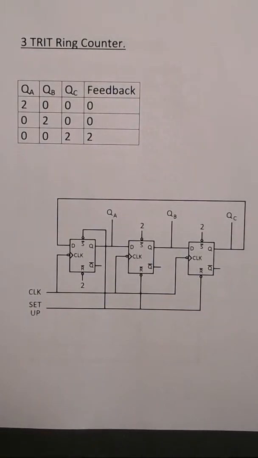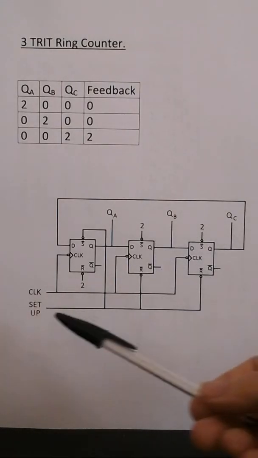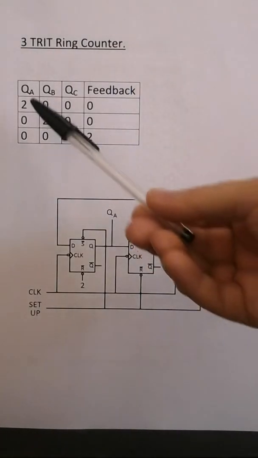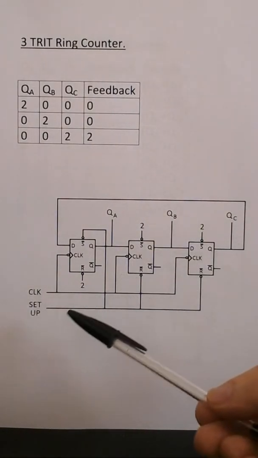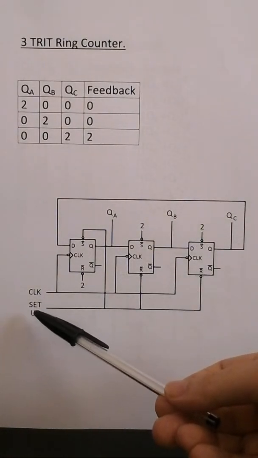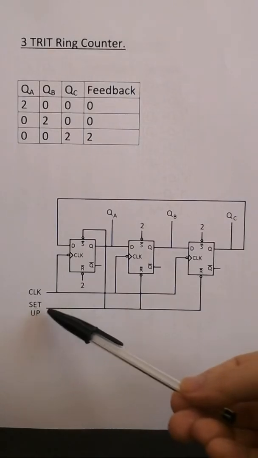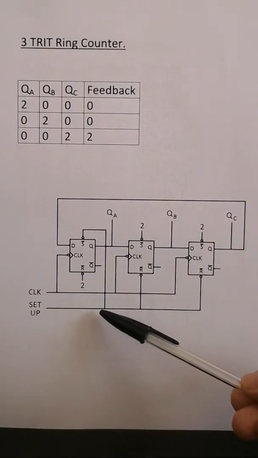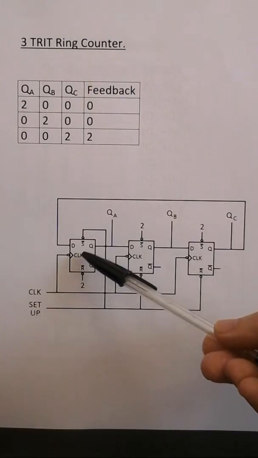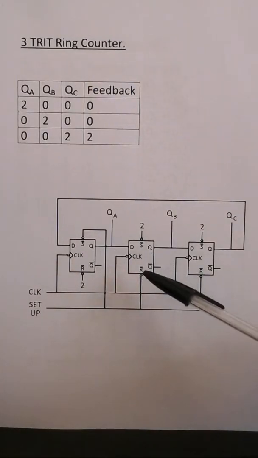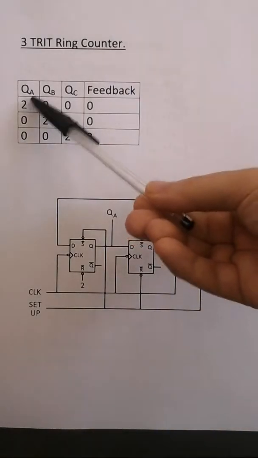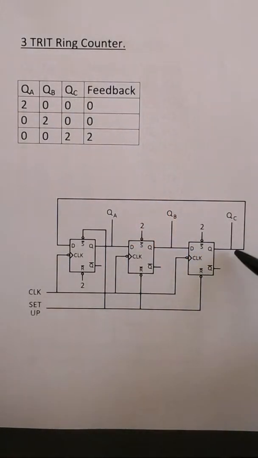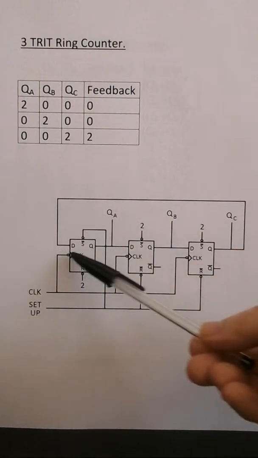Here we have a 3-trit ring counter. This is the QA, QB and QC here. Basically you set up, I've arranged for a setup which is a momentary logic 0, which sets QA to 2, QB to 0 and QC to 0, which is this setup here. And the feedback goes from QC to the D input of QA.